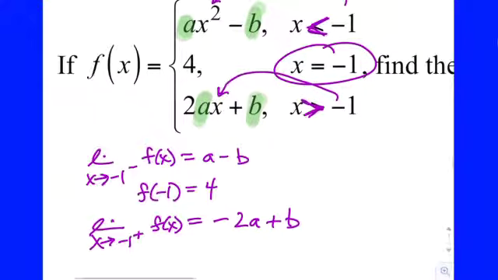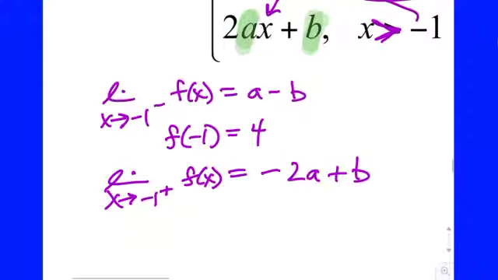So if that's going to be of any help to us, we need to understand the relation among these three things to each other. They all have to what in order for the function to be continuous there? They have to be equal to each other. But if you say a minus b equals negative 2a plus b, you're going to have one equation with two unknowns. So not only do they all have to equal each other, they all have to equal 4, okay?